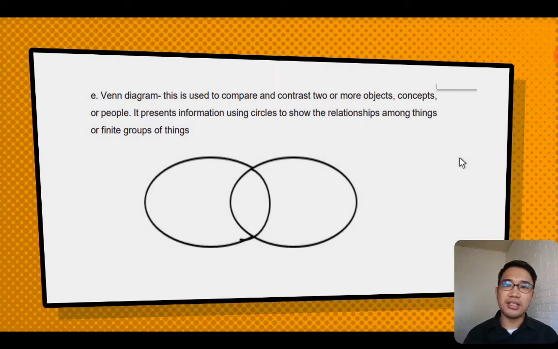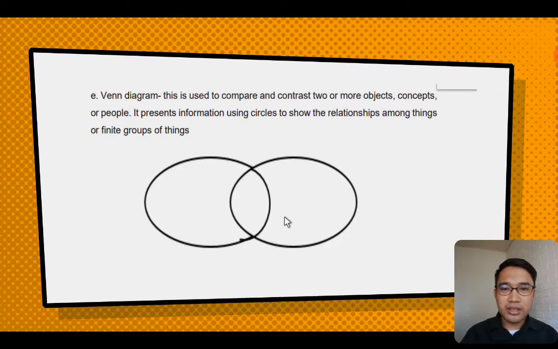And finally, another type of graph or diagram is what we call a Venn diagram. This is used to compare and contrast 2 or more objects, concepts, or people. It presents information using 2 overlapping circles to show the relationships among things or finite groups of things. Like this one. This is how a Venn diagram looks. Two overlapping circles. What do we write on the sides? We write their differences. We contrast two different things.